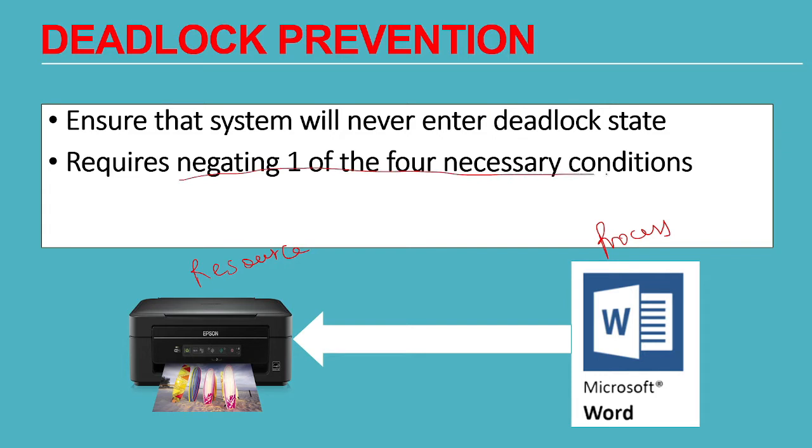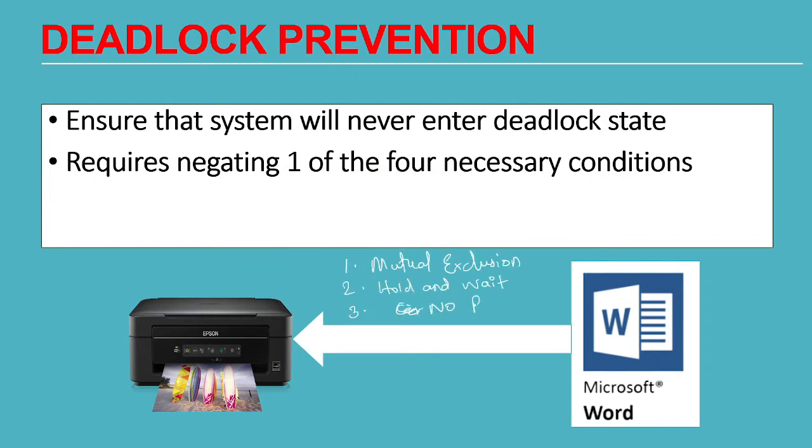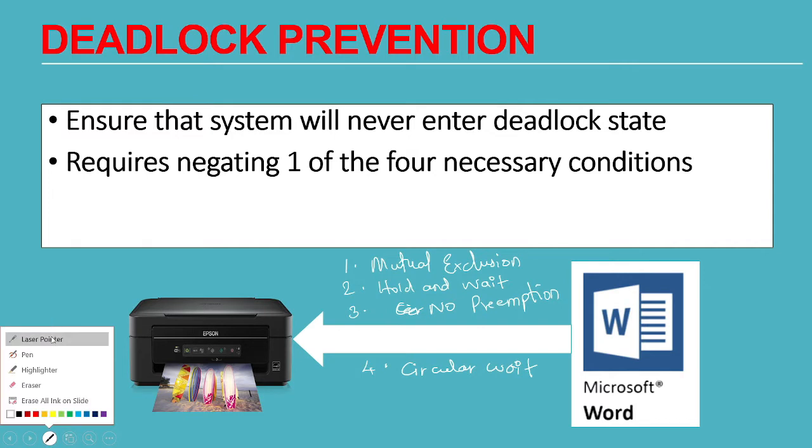In order to prevent the deadlock, so that deadlock will never occur, we need to negate one of the four necessary conditions of deadlock. There are four necessary conditions that must occur, and only then do we call it a deadlock. Which are the four necessary conditions? One is mutual exclusion, second is hold and wait, third is no preemption, and fourth is circular wait. These four conditions have to occur together. When these four conditions occur, only then do we say a deadlock has occurred.